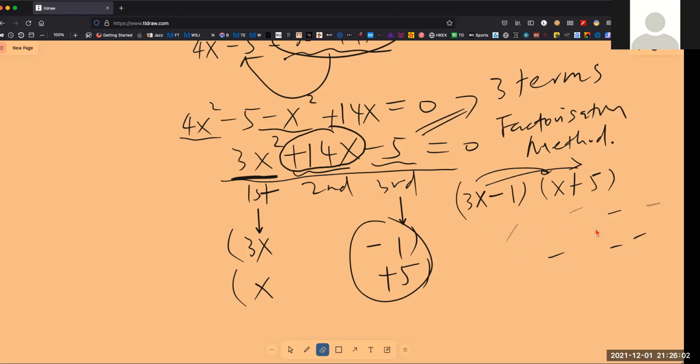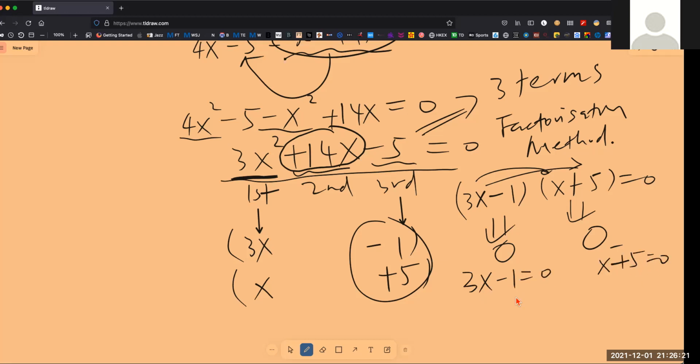So once you get the right combination and the 2 brackets, you equate it to 0. And then the next step is very simple. Just equate both to 0. Can you still remember? Okay. So over here, 3x minus 1 equals to 0, x plus 5 equals to 0. Over here is 1/3, and over here is -5. So 2 answers.